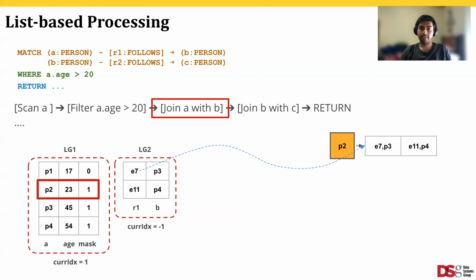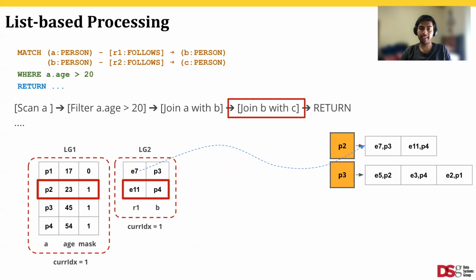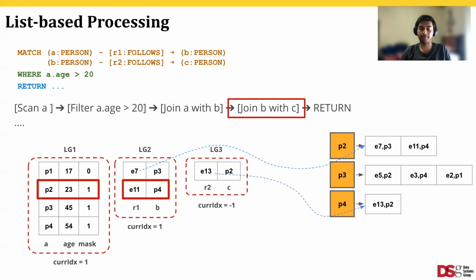The second join follows the same operations; that is, it flattens LG2 by setting the current index to 0 and creates LG3 that points to the adjacency list of P3 in memory. The factorized representation at this point in time is a product of P2, P3, and the forward adjacency list of P3. Going forward, the second join then increments the current index of LG2 to 1 and reads the adjacency list of P4 into LG3.